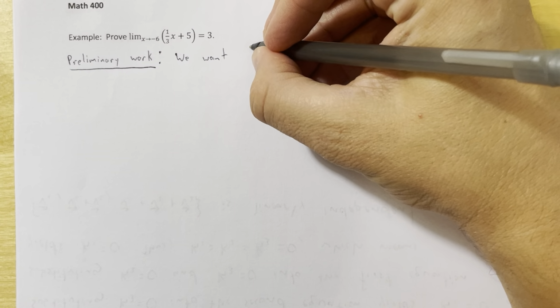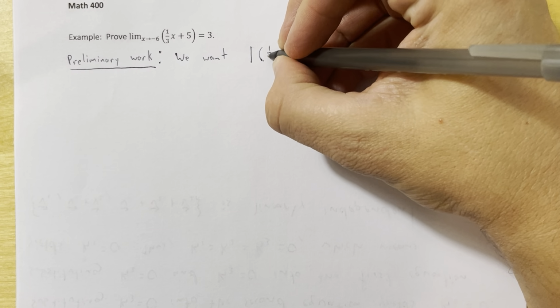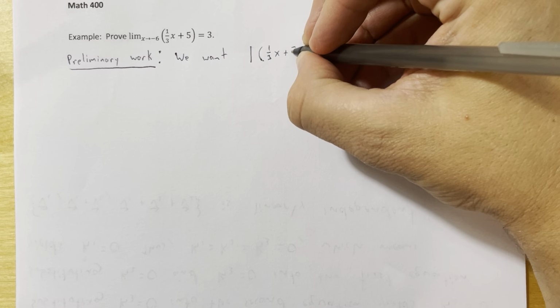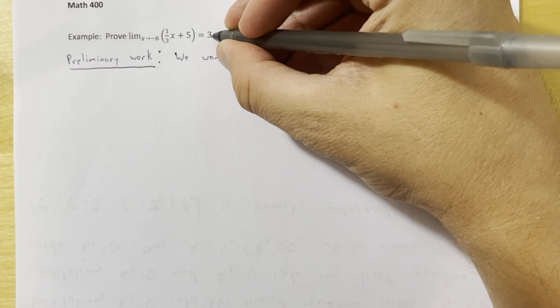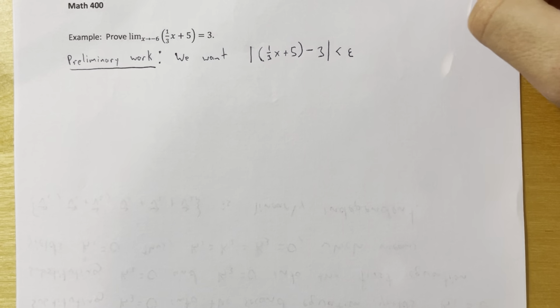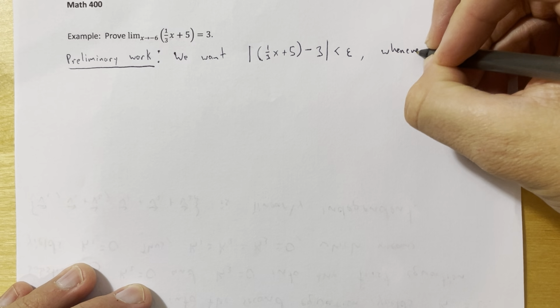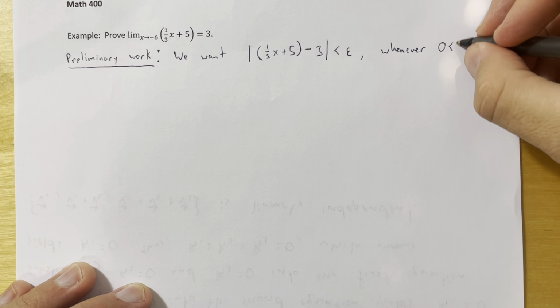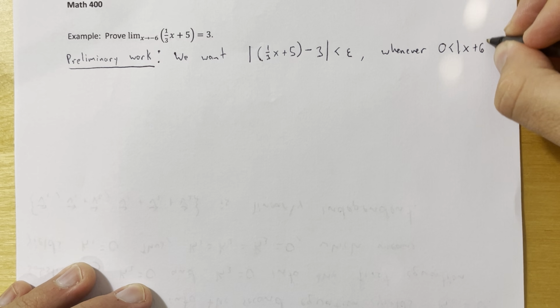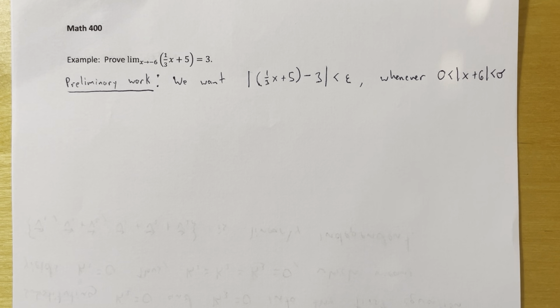We want my function f of x, which looks like this, 1/3 x plus 5, minus the limit, which is 3, to be less than this number, epsilon. Okay? But now what I want to do, let me add this too. Whenever this is true. Okay? So that's kind of saying what the precise definition is telling us.